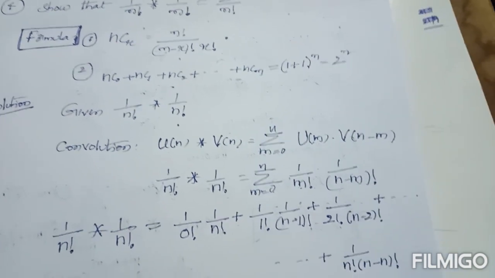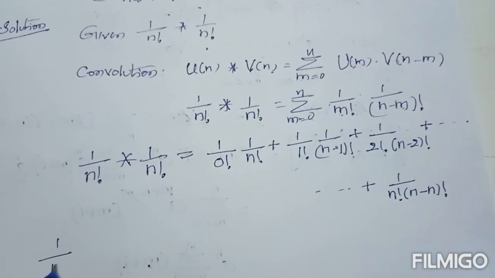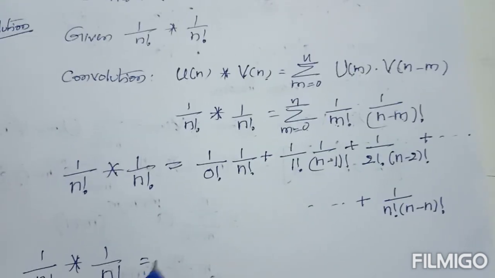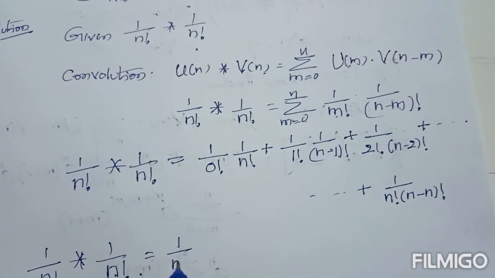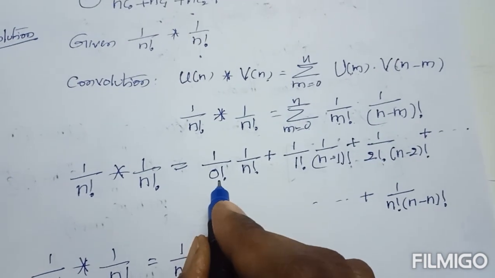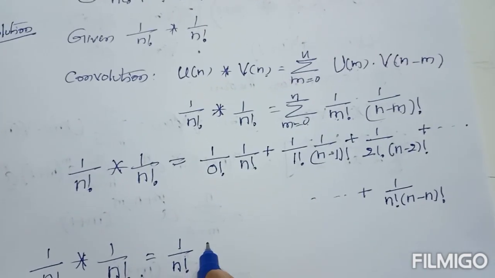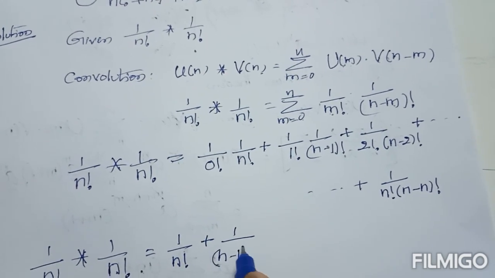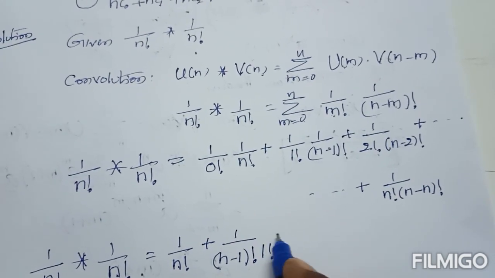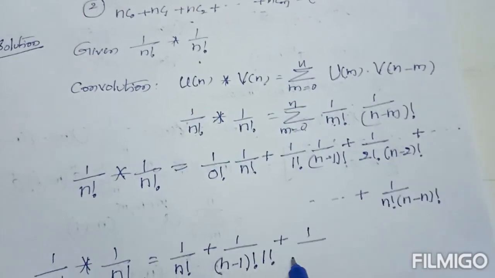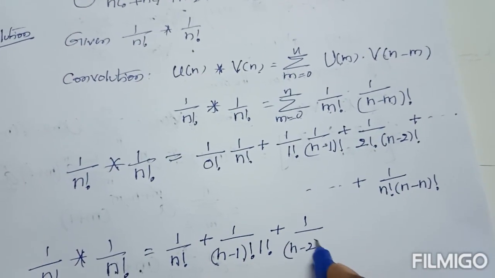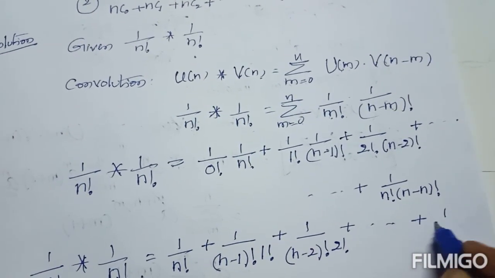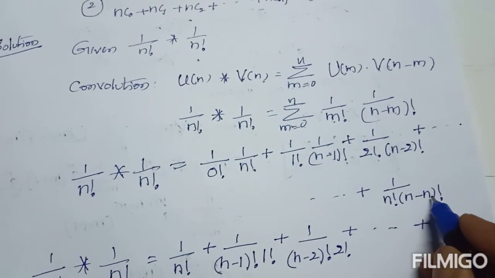Now 1 by n factorial star 1 by n factorial equals this. Since 0 factorial is 1, the first term is 1 by n factorial. The second term can be written as 1 by n minus 1 factorial into 1 factorial, plus 1 by n minus 2 factorial into 2 factorial, and so on, up to 1 by n factorial, since n minus n is 0 and 0 factorial is 1.